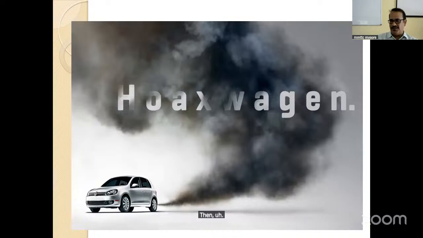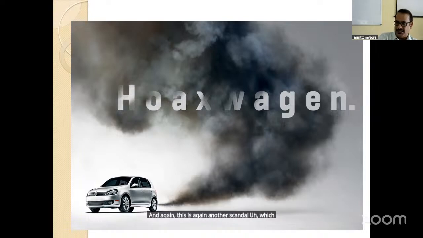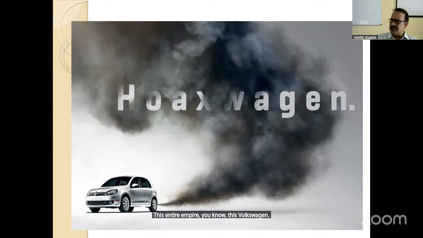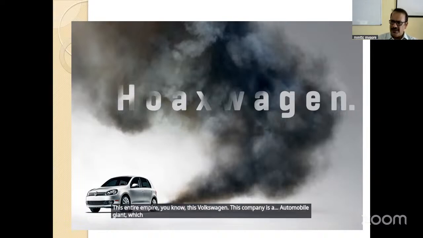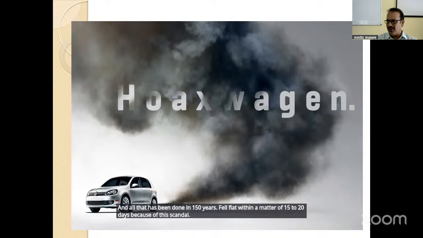Then Volkswagen, as you can see in the slide, the environmental disaster that their effluents are causing. Again, this is another scandal which is still remembered. They built this entire empire, this Volkswagen, an automobile giant in Germany, and they built their goodwill over 150 years, a reputation of being a technically sound company, and all that built in 150 years fell flat within 15 to 20 days because of this scandal. I also remember some of the headlines saying, from Hall of Fame to Hall of Shame.